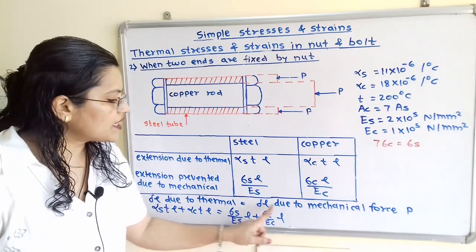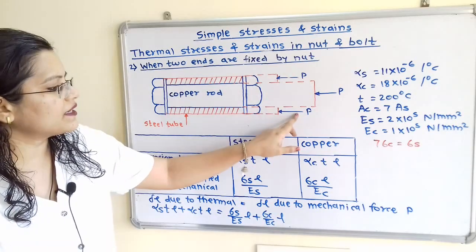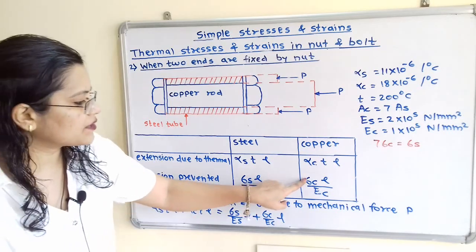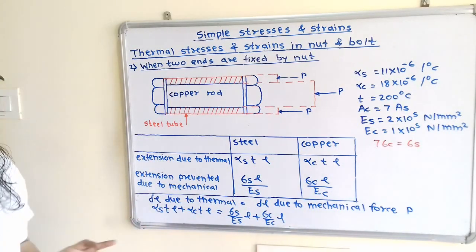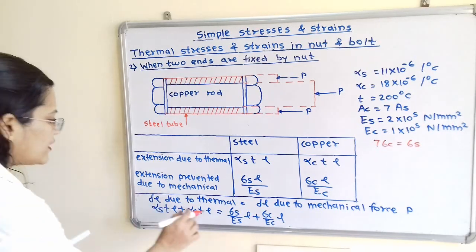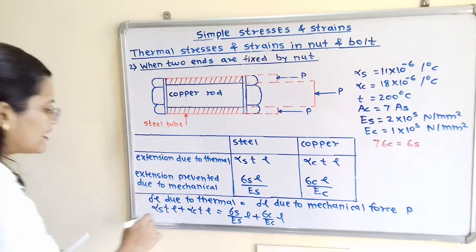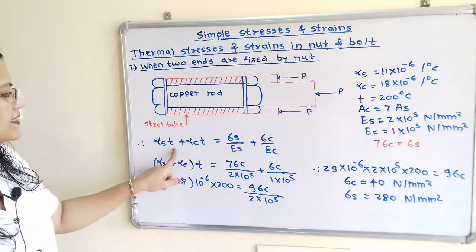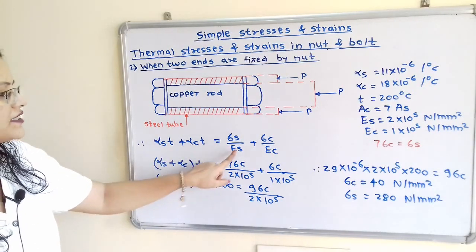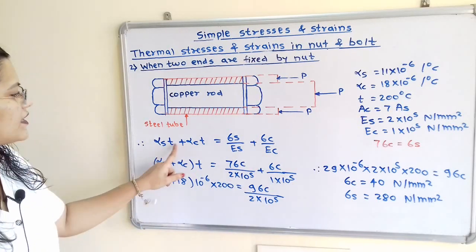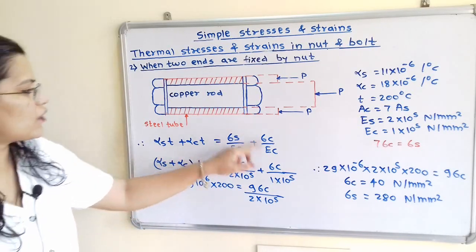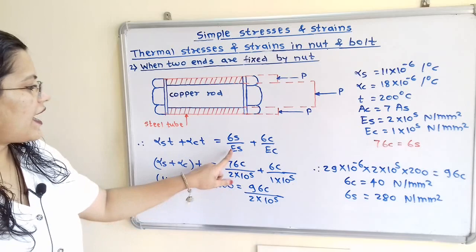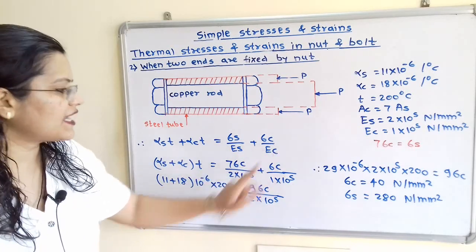Now what is the total change in length prevented due to this P? We have to add these two values, that is sigma S L by ES plus sigma C L by EC. Now if we observe, L is the common term. If we take the common term on both sides, then it is getting cancelled. So we will write the simplified form: alpha S T plus alpha C T is equal to sigma S by ES plus sigma C by EC. Now we will take T as a common term on the left hand side, and on the right hand side we will put sigma S is equal to 7 sigma C, and we will put the value of Young's modulus for steel as well as copper.